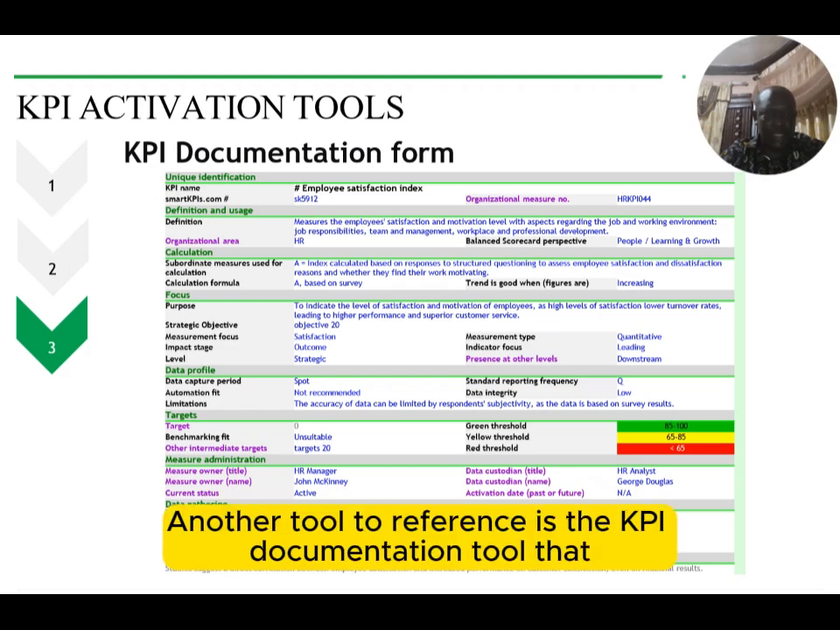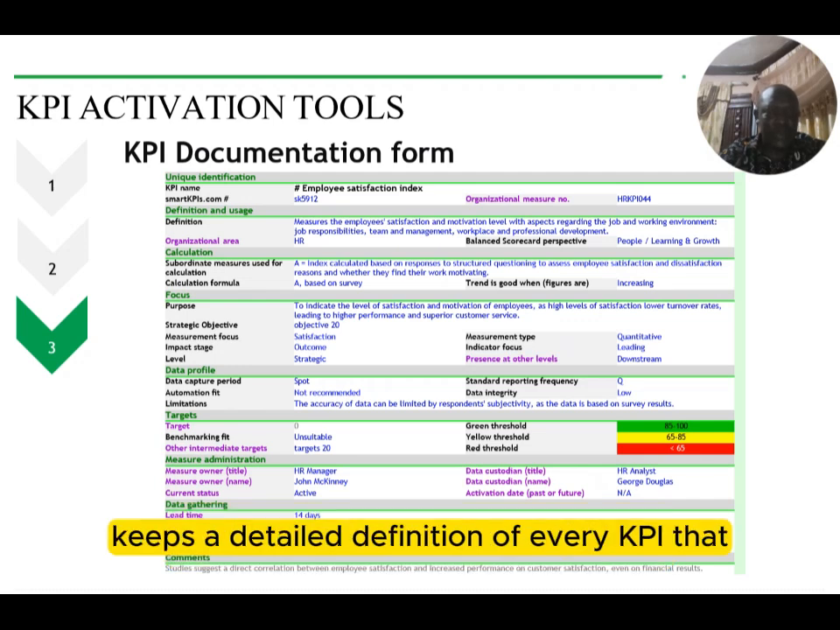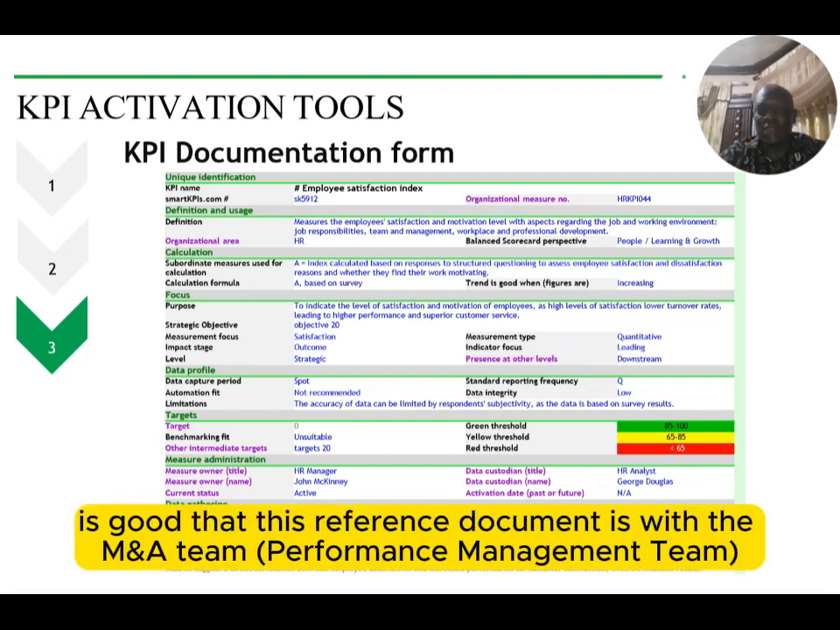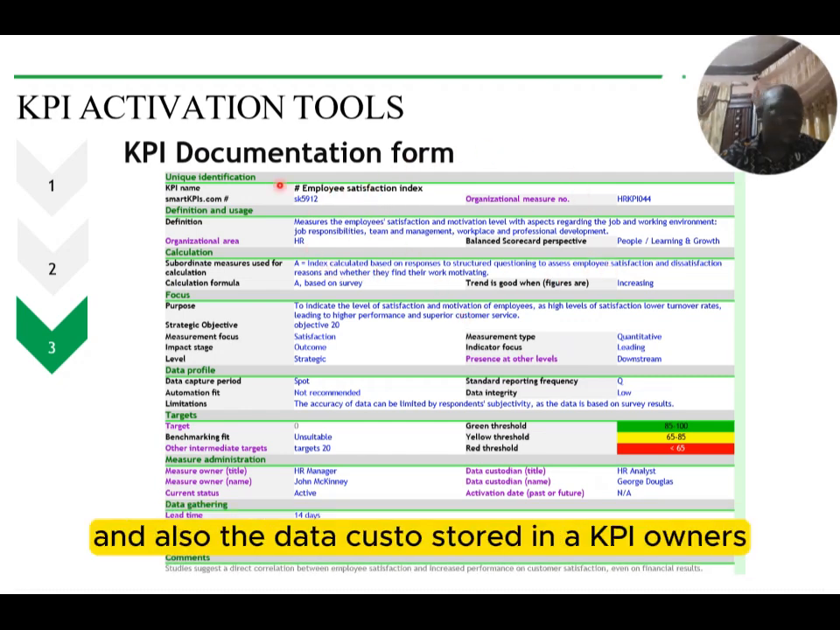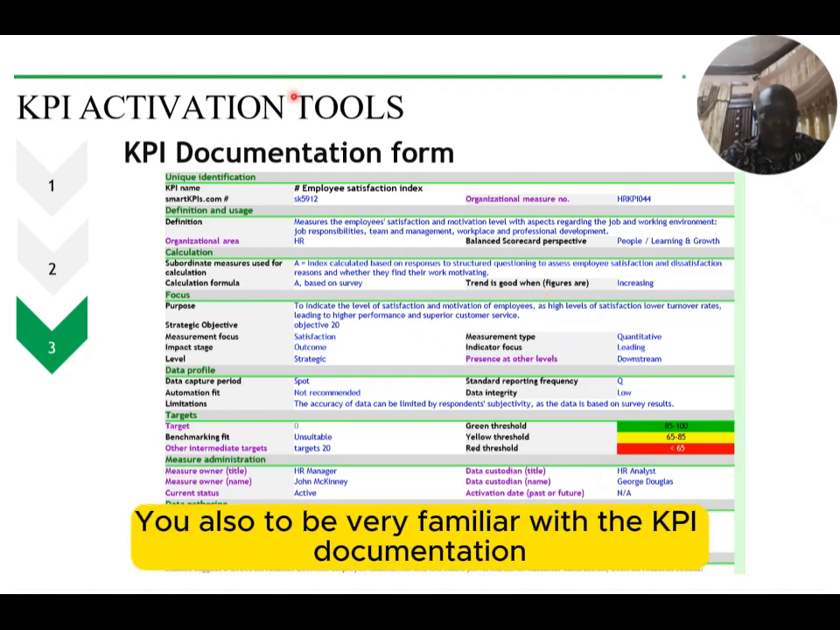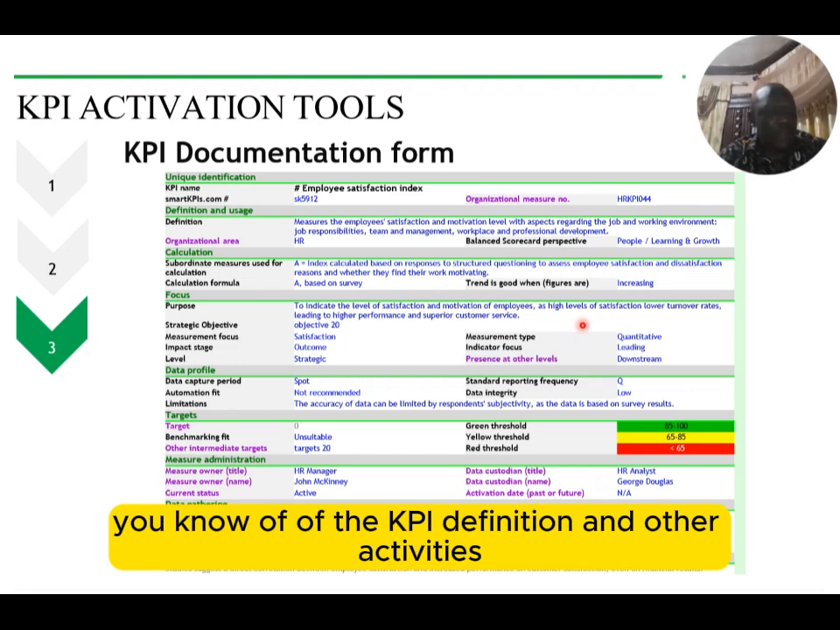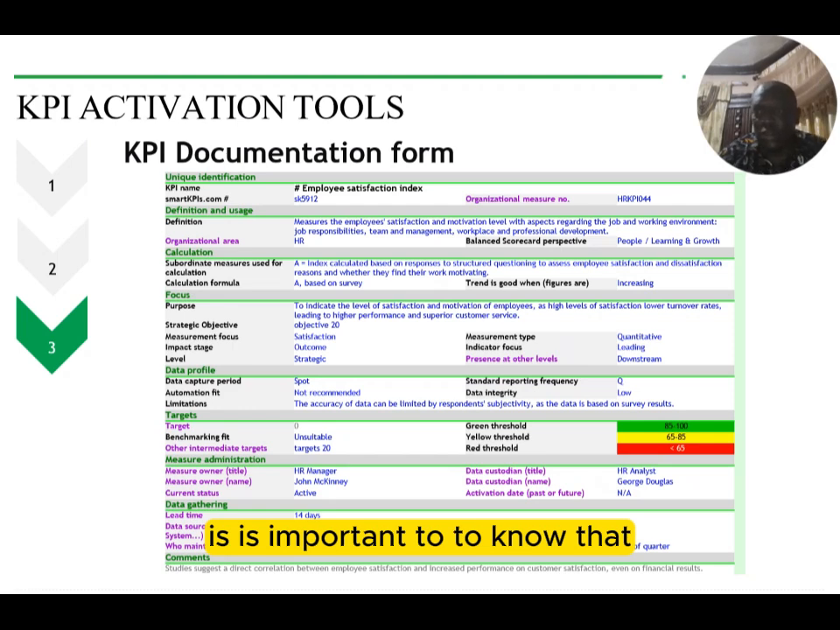Now, another tool to reference is the KPI documentation tool, which gives a detailed definition of every KPI. In the data collection process, it is good that this reference document is with the M&E team or the data collection team, and also the data custodian and KPI owner should be very familiar with the KPI documentation. This documentation must be prepared during the design stage of the KPI definition and other activities.